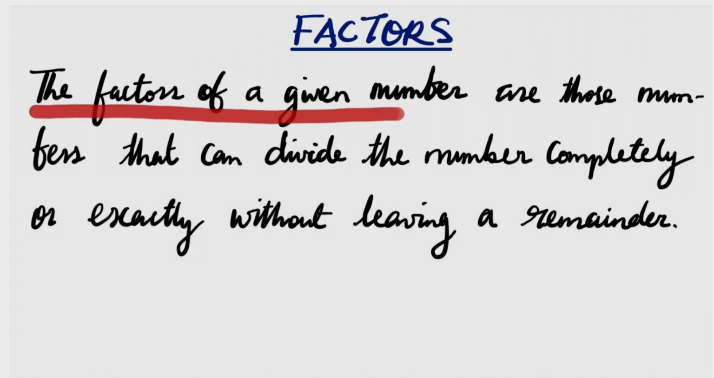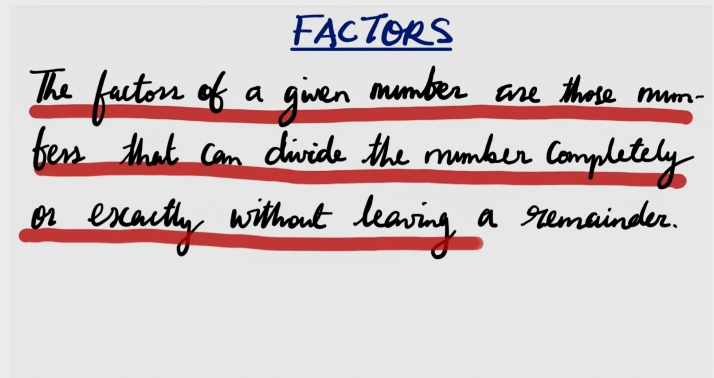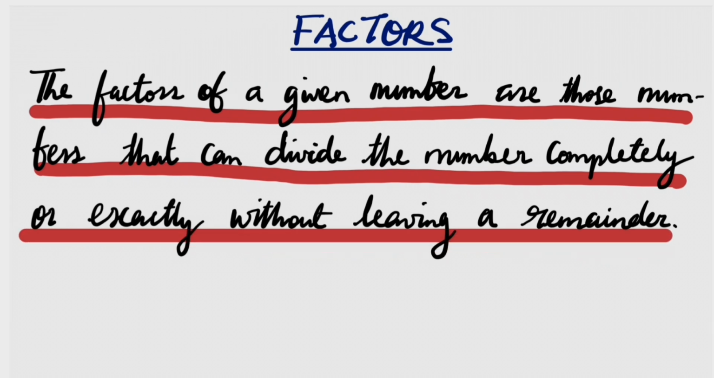The factors of a given number are those numbers that can divide the number completely or exactly without leaving a remainder. So the factors of any given number are those numbers that can divide the given number completely or exactly without leaving any remainder.